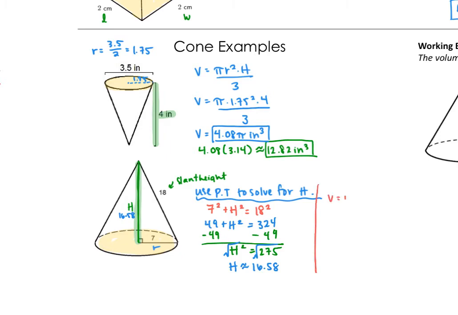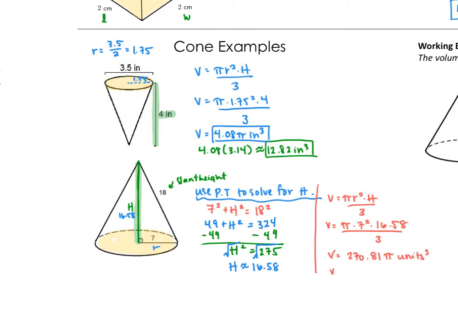Okay, so volume is pi r squared times the height divided by 3 because it's a cone. So plugging in what we know, pi times 7 squared times the height that we found, 16.58, divided by 3. Okay, so my answer in terms of pi, you're just going to take all the numbers. So 7 squared is 49, 49 times 16.58, and then divide by 3. If you put that in your calculator, you get 270.81 pi. And since there are no units listed, we're just going to say units cubed.